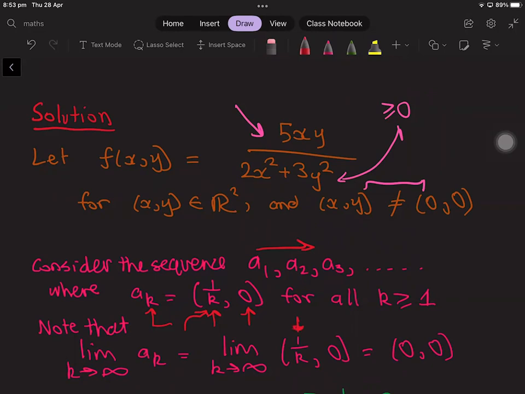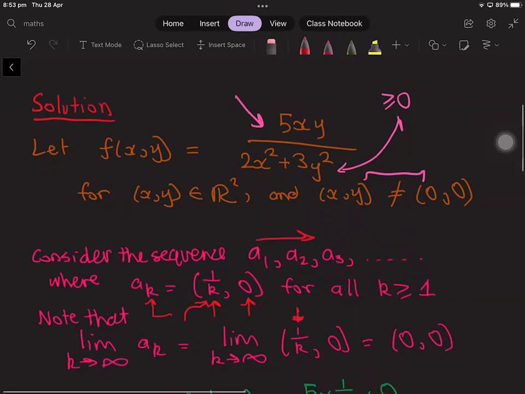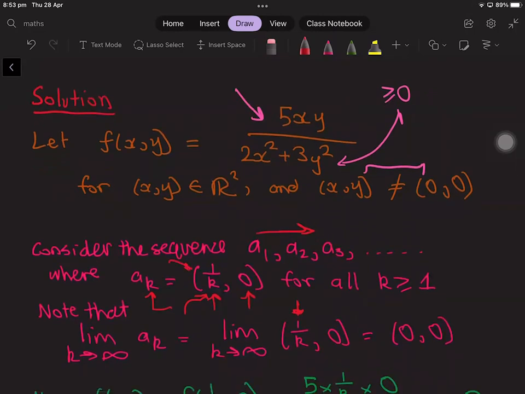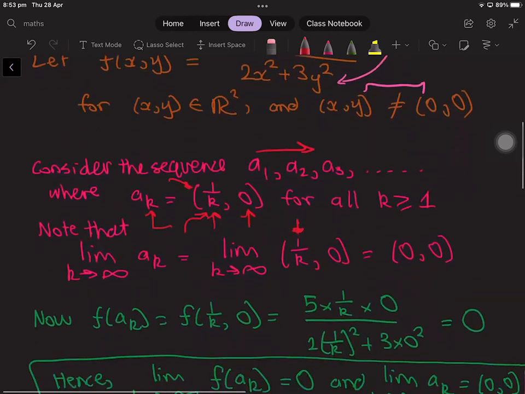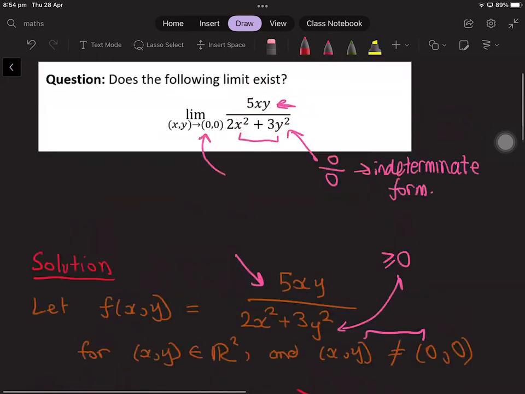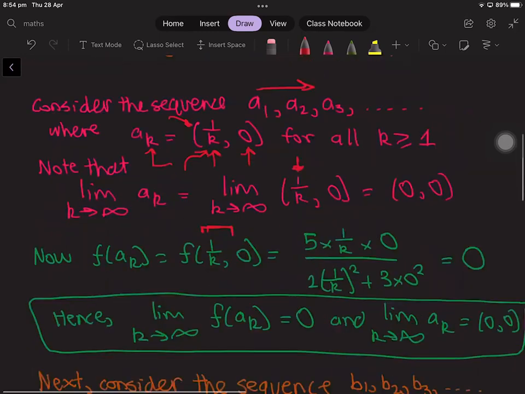And now we'll look at what happens when we apply the function f to these coordinates. So f of ak is equal to f of 1 over k and 0. When we substitute into the function, since y is 0, the whole function will be 0. We can also see the function will be defined because the denominator is positive, because we have 2 times 1 over k squared, which is positive, and then we have zeros here. So f of ak will always be 0. So the limit as k goes to infinity of f of ak is equal to 0.